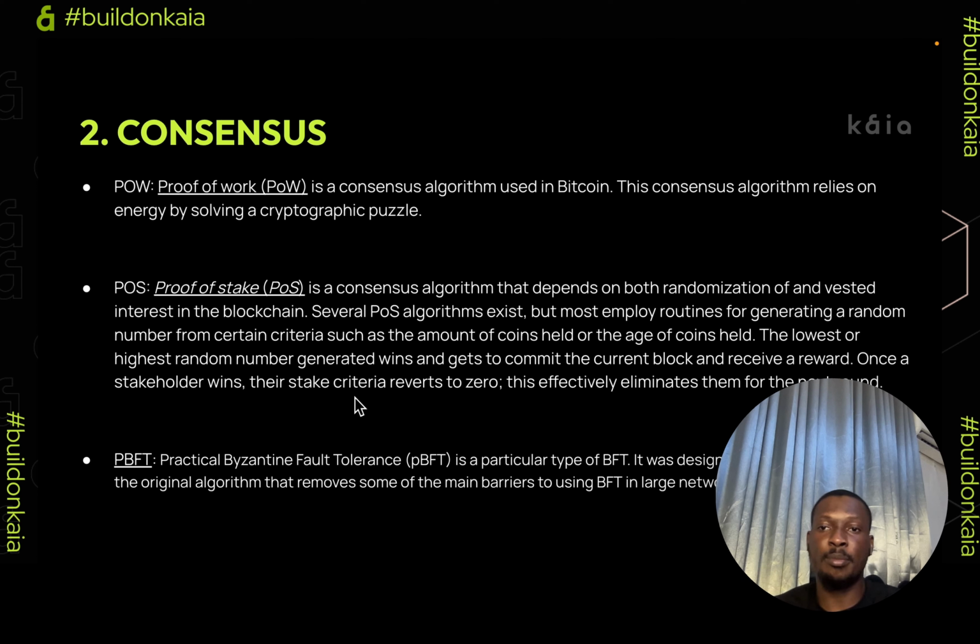There are quite a number of consensus algorithms in today's world, especially in the blockchain space. Proof of work is the algorithm used in Bitcoin, and it relies on energy by solving a cryptographic puzzle. For proof of stake, you have to deposit a certain amount of crypto assets, usually the native cryptocurrency of that blockchain. Once this is done, you have access to propose transactions, commit to these transactions, and also validate transactions. Sometimes this is done randomly based on the number of stakes that you have.